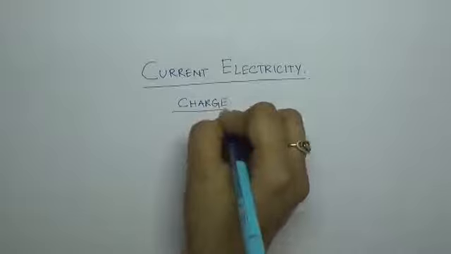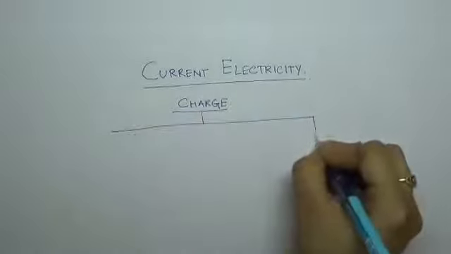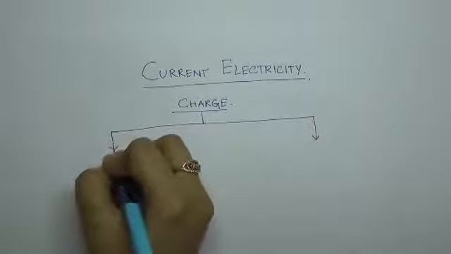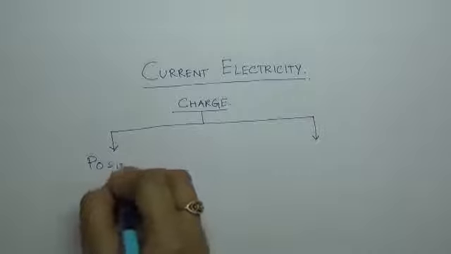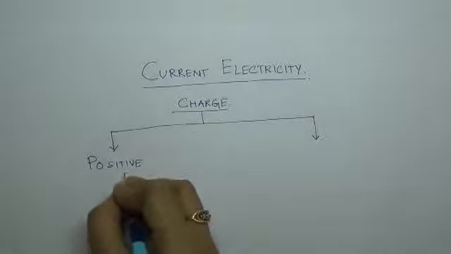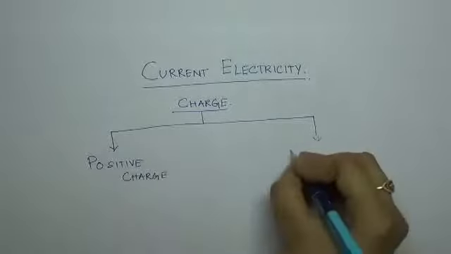What do we know about charges? We know that charges are of two types. What are the two types of charges? Positive charge and negative charge.